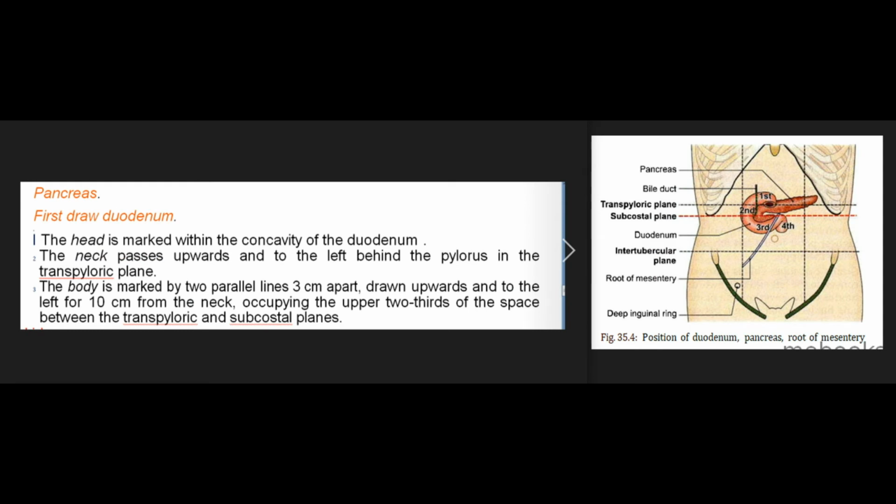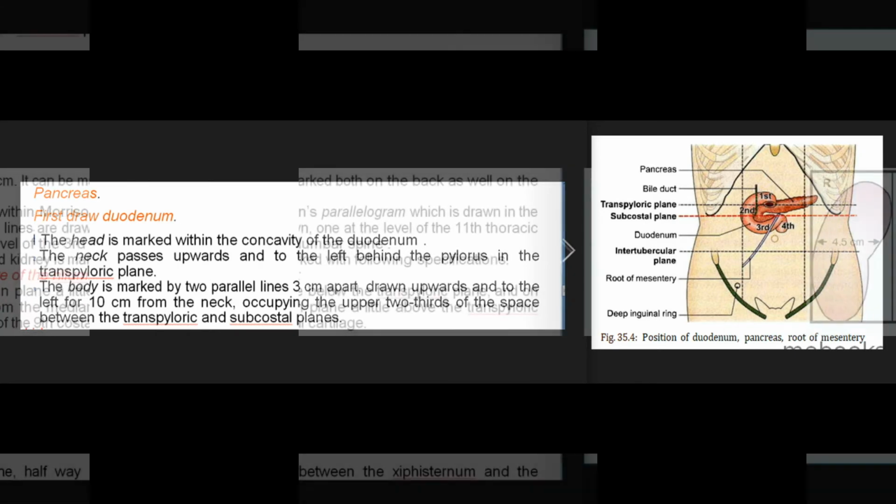Pancreas. First draw the duodenum. 1. The head is marked within the concavity of the duodenum. 2. The neck passes upwards and to the left behind the pylorus in the transpyloric plane. 3. The body is marked by two parallel lines 3 cm apart, drawn upwards and to the left for 10 cm from the neck, occupying the upper 2/3 of the space between the transpyloric and subcostal planes.